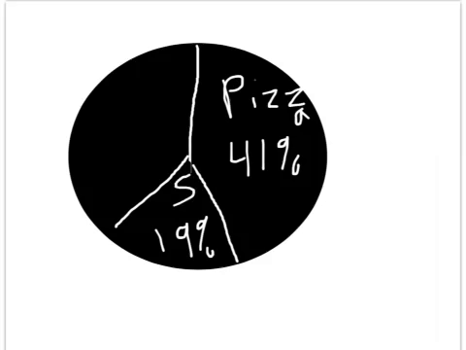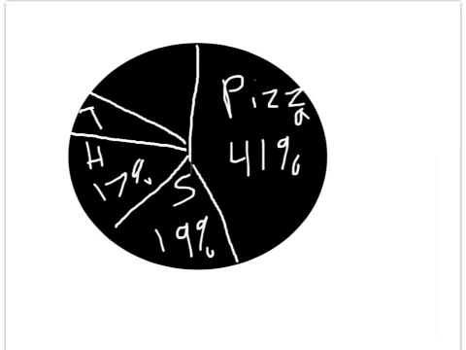Hamburgers was how many degrees? 17%. But how many degrees? 62.6. So just a little less than spaghetti, right? Hamburgers was 17%. What's next? Tacos. What was the percentage for tacos? 9%. So smaller than all the rest, right? And what was left? Other. That was 15%.